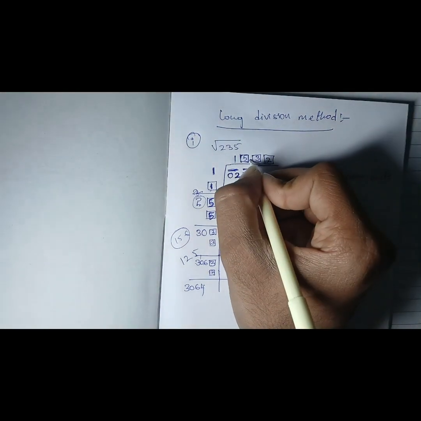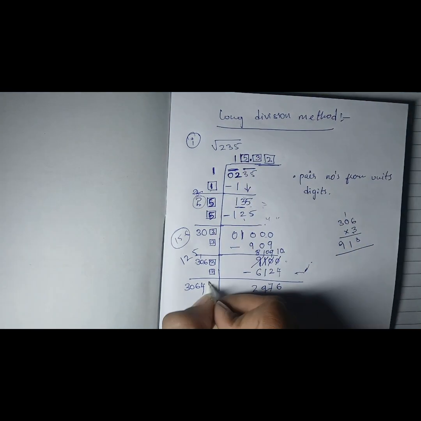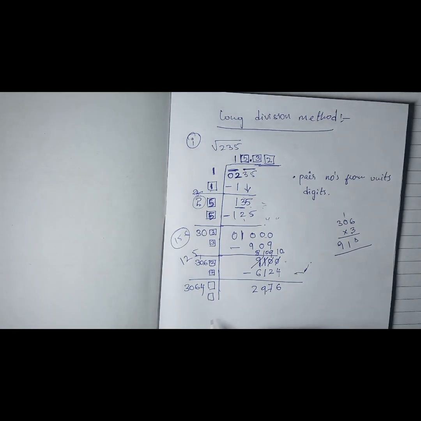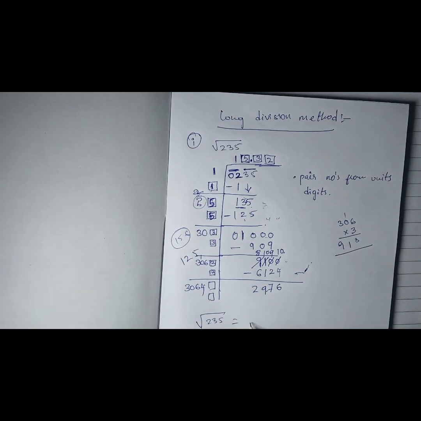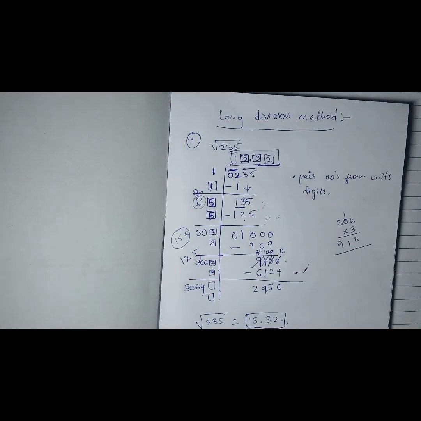How many digits do you need after the decimal point? You can continue this process up to your need. This is how the long division method is performed. The square root of 235 is 15.32, which is the result present at the top. This is how the long division method is performed.